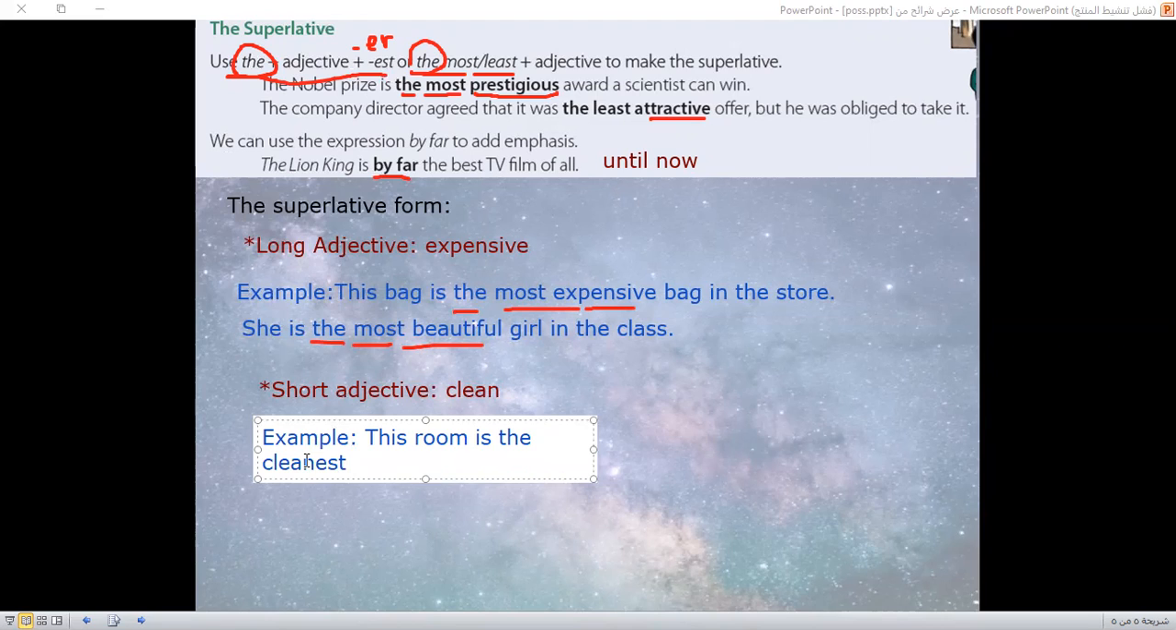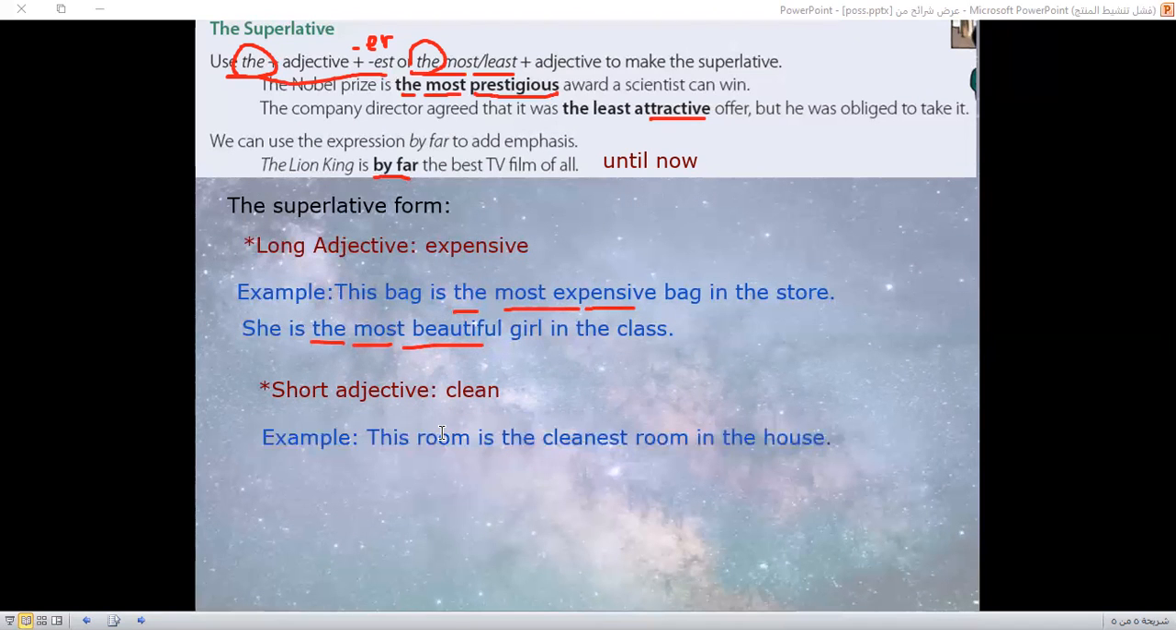You see, this is your adjective, clean. You just added est. This room is the cleanest room in the house. Cleanest room in the house. Is it your room? No? Okay. I'm cleaning my room though. Okay, so this room is the cleanest room in the house. We just added the adjective, est. The adjective, est. Clear? Yes.